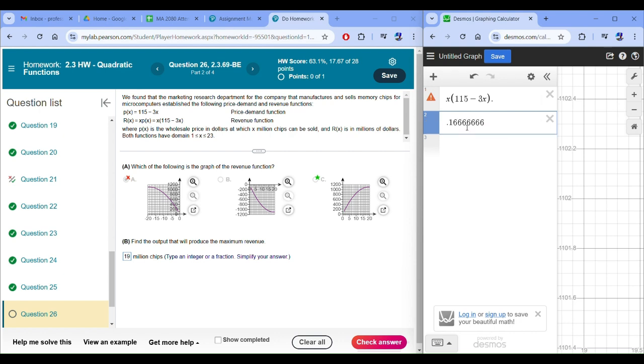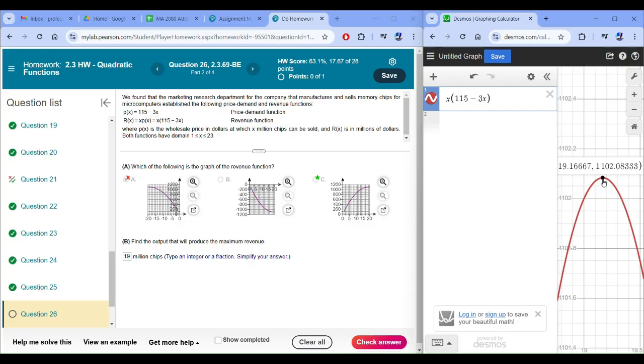0.166666666. I can only do how many? 83. I don't know what that decimal is. Type in. What's 1/6? That's it. 1/6.